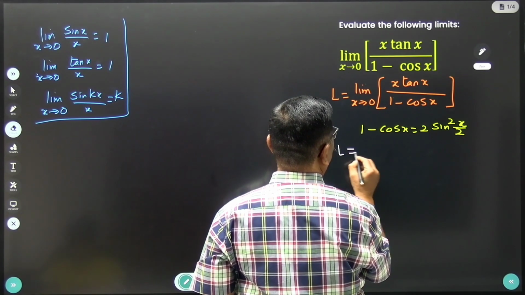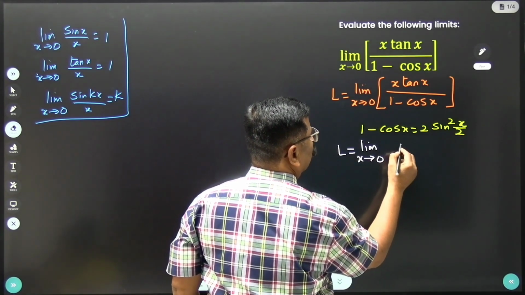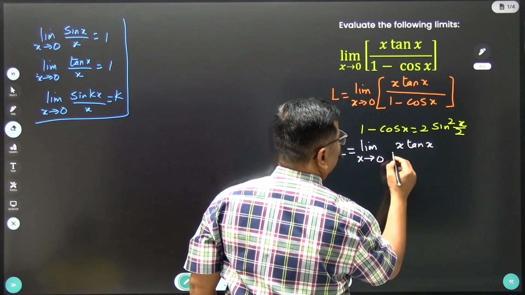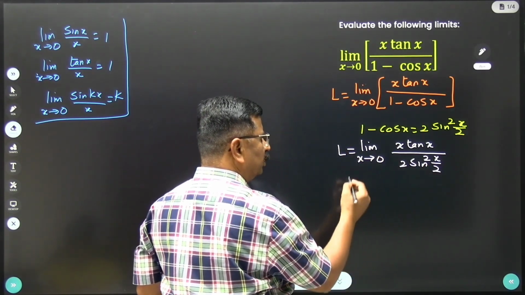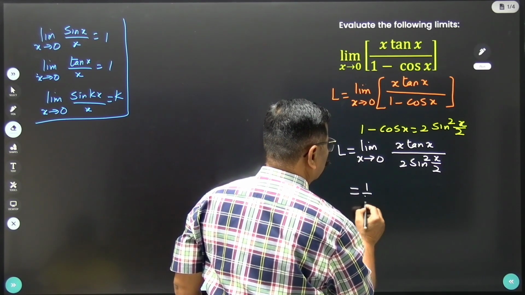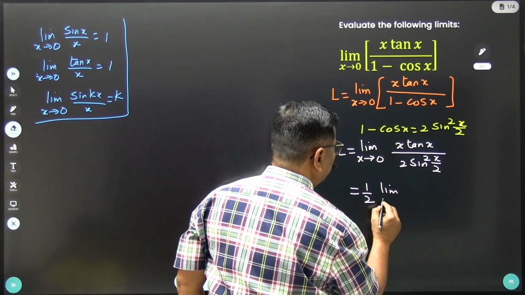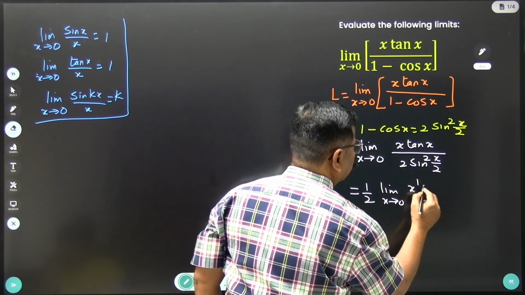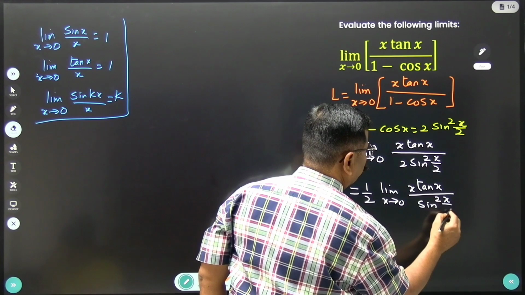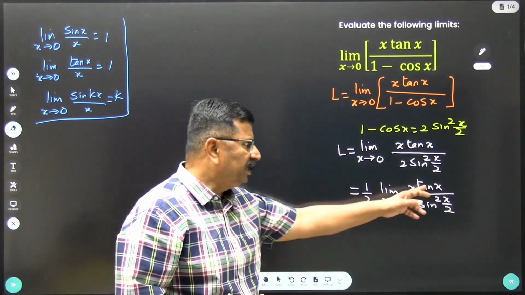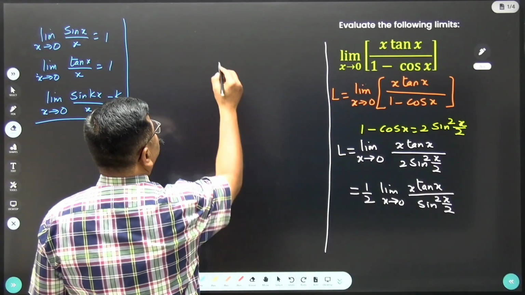Hence we will get L is equal to limit x tends to 0 x tan x upon 2 sin square x by 2. Now this 2 is constant, so I will take this 2 which is in the denominator as a common outside the limit. So this is 1 by 2 limit x tends to 0 x tan x divided by sin square x by 2. Now what we will do, we will divide numerator by x square and also denominator by x square.